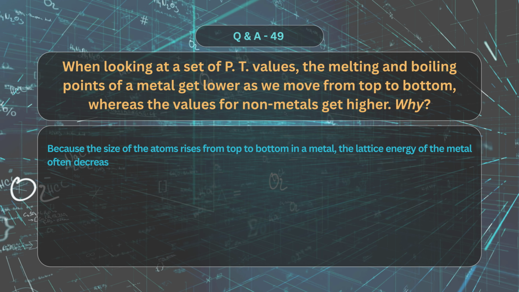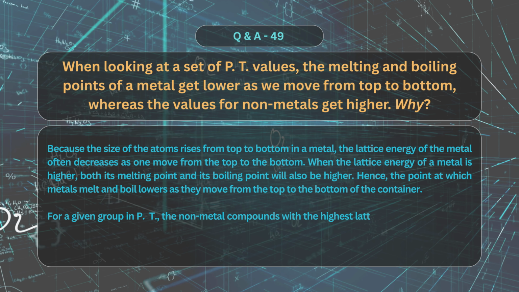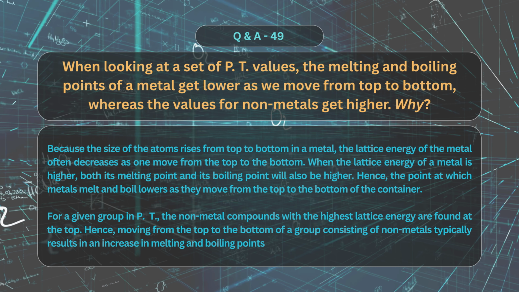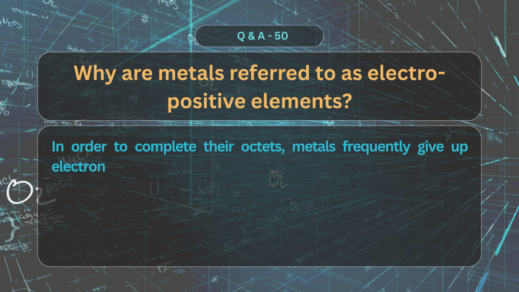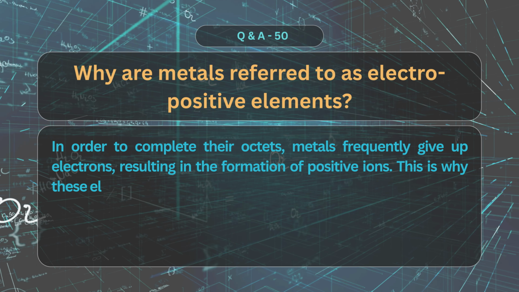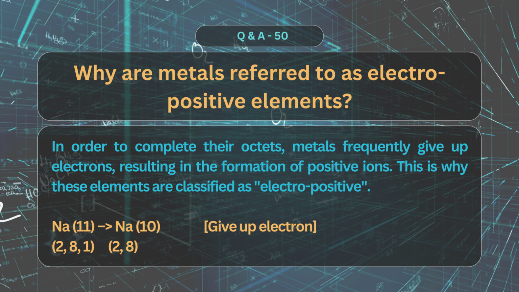Final periodic trend. Metals and non-metals have completely opposite melting point trends across a period. A deep concept for A-levels and IB. And finally, why are metals electropositive? Understanding this core property unlocks their entire chemical behavior. Essential for GCSE and the MCAT.